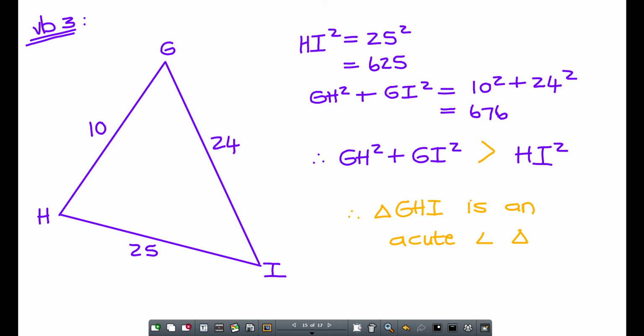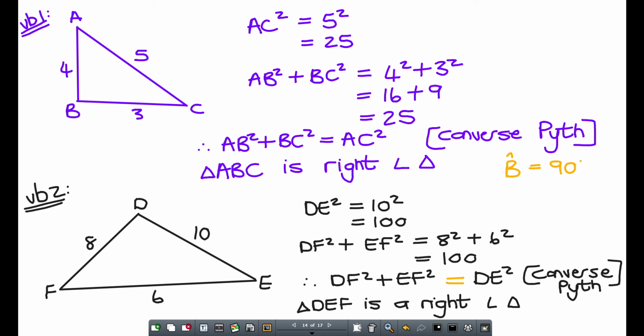How do you know when a triangle is obtuse or acute? You look at that sign, greater than or smaller than.